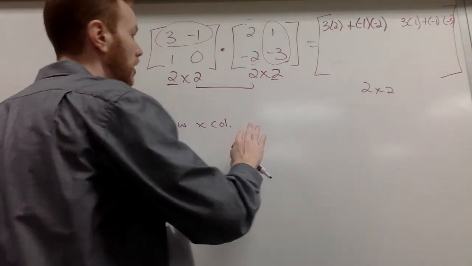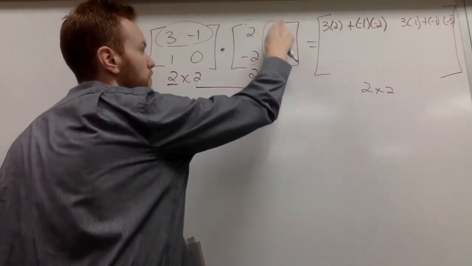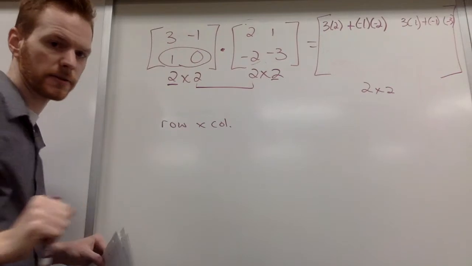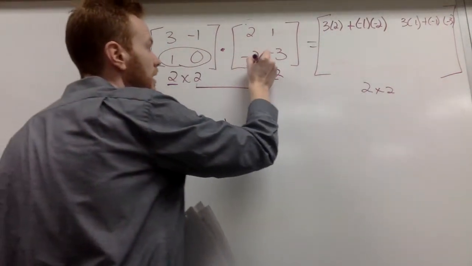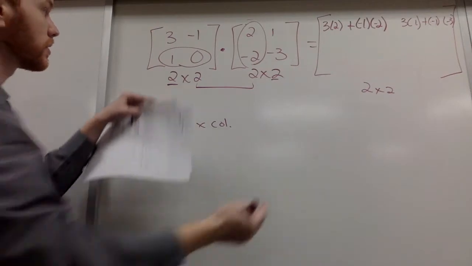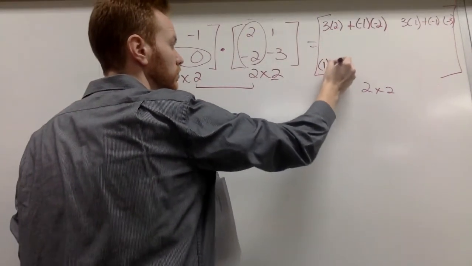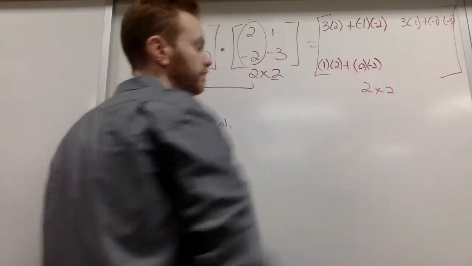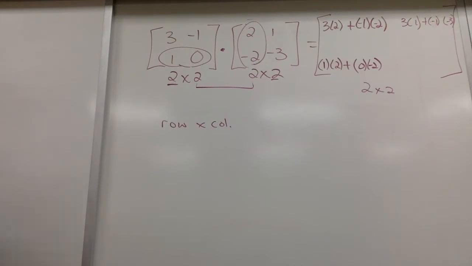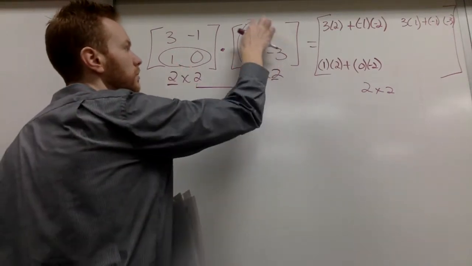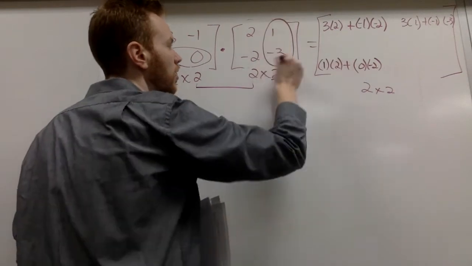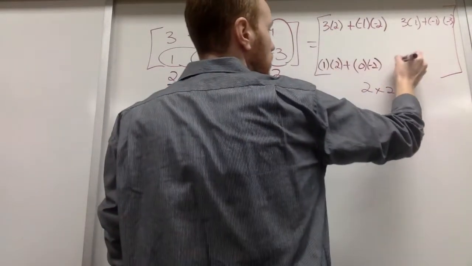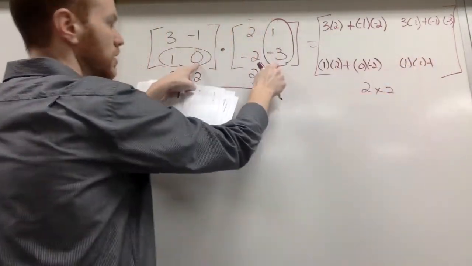Okay, so now I'm done with this first row multiplying everything. So I'm going to change the row finally. And I'm going to go to the next row, just like this. And now I'm going to look at the first column again and repeat the process. So 1 times 2, 0 times -2 is what I'll add to it. And then finally, I'm going to keep the row and change the column. So for our last spot over there, it would be 1 times 1 plus 0 times -3.